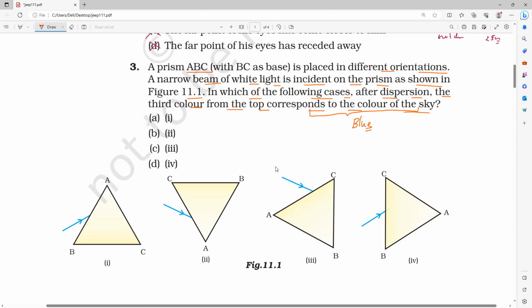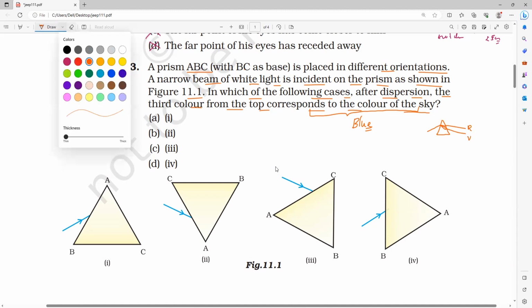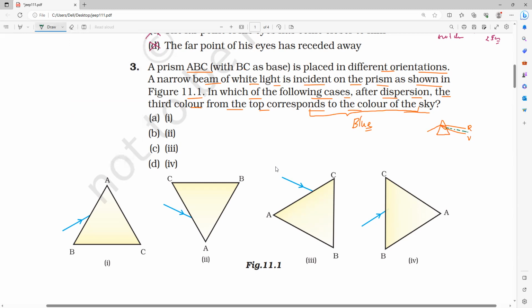Basically, we all know that if I place the prism like this, I will get 7 different colors. What is the first color? Red. And the last color? Violet. And the third from the bottom is what color? VIBGYOR, so blue. Am I right or wrong? Please respond, all of you.